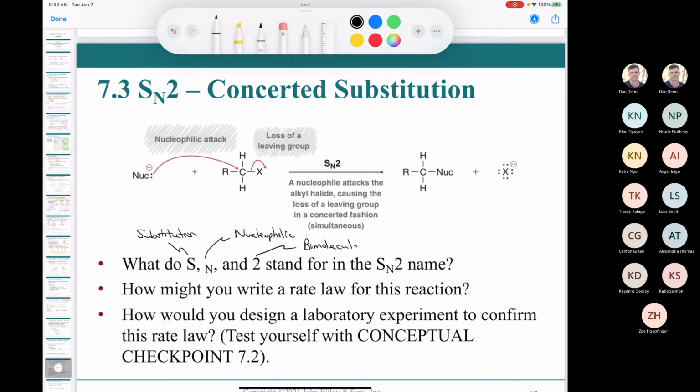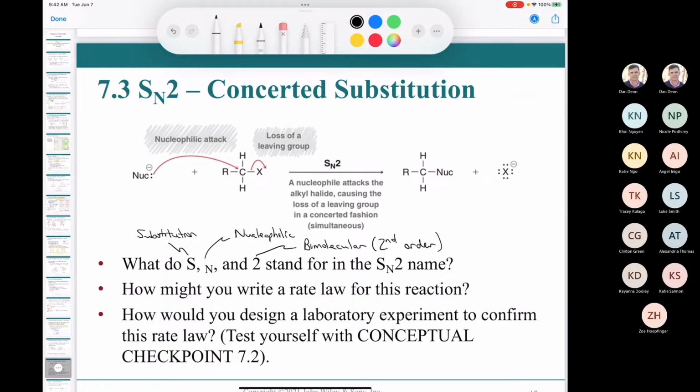You might be sitting there thinking, Mr. Dion, you lost me at bimolecular. Well, all it means is that the reaction is second order. And hopefully you'll remember from rate laws, we can have first order reactions, second order, and third order, and so on and so forth. So this is a second order reaction.